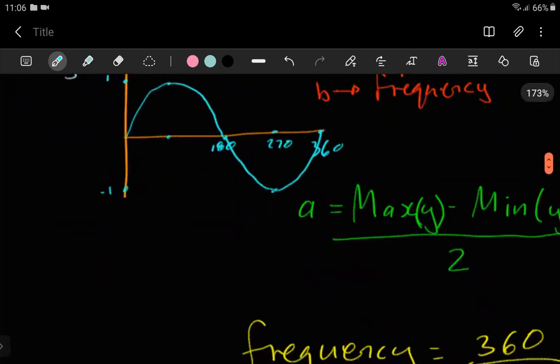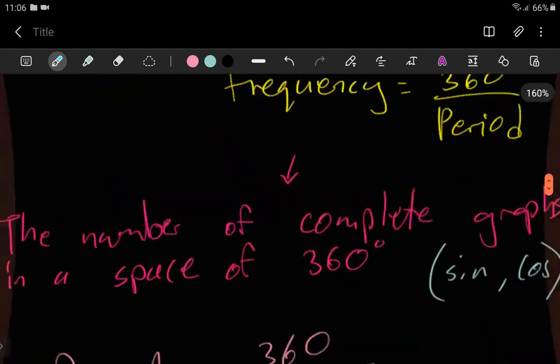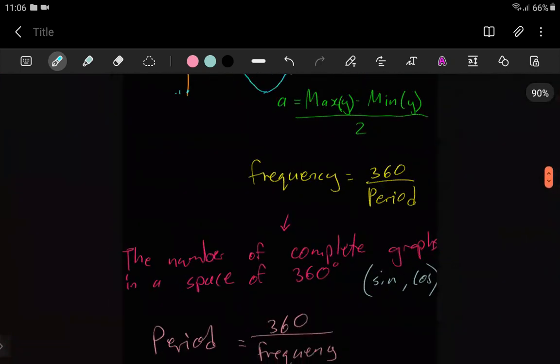Now with this graph, you can see in a space of 360, we have one graph, which is what our definition is going to supplement to say we have one frequency. I mean, the frequency is one. It's the number of complete graphs in a space of 360.